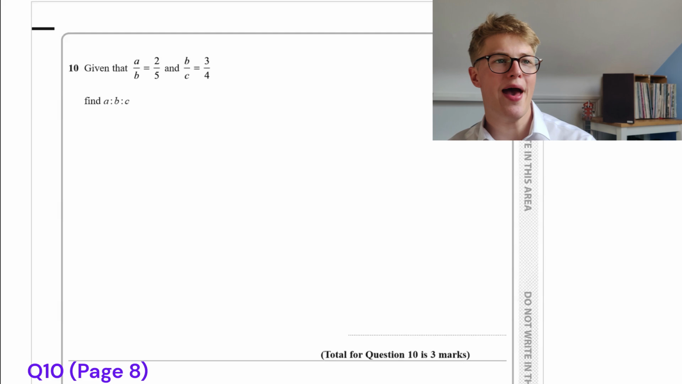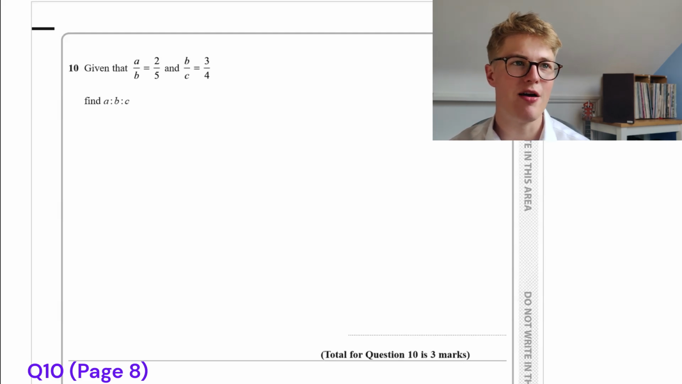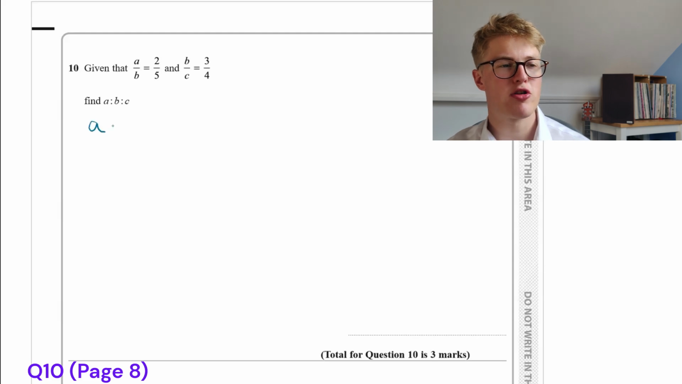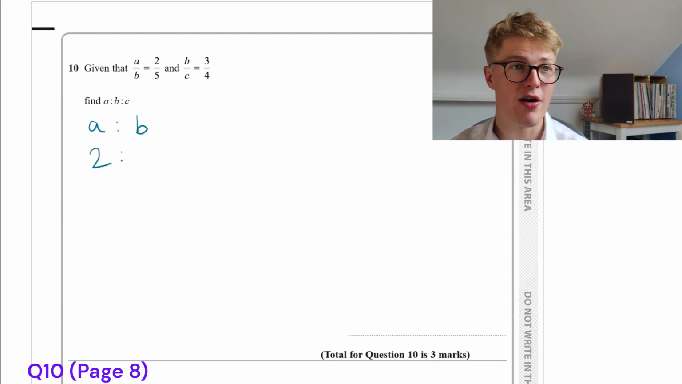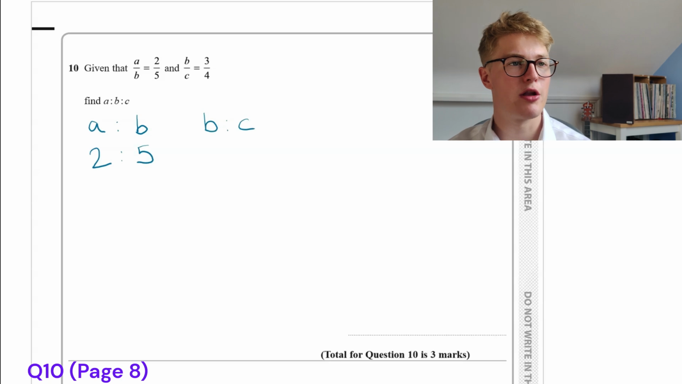Given that A over B equals 2/5 and B over C equals 3/4, find A to B to C. So we know the ratio of A to B is going to be 2 to 5, as we can see from our fraction above. We can also see the ratio of B to C is going to be 3 to 4, as we can see again.